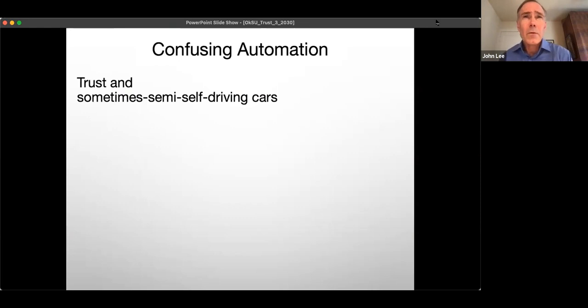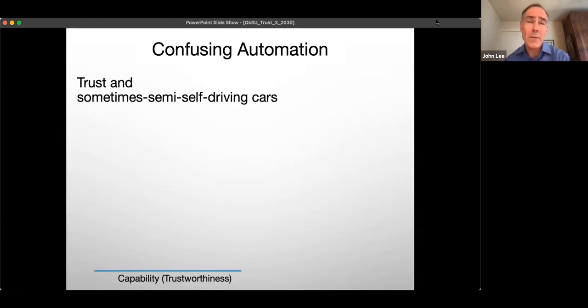So to start, one of the pervasive challenges these days is confusing automation. And we talk about trust as a way of understanding or coming to relate to automation that you can't completely understand. And so you have to rely on the automation in the context of risk and uncertainty. And this, I think, is particularly true of how we relate to what I've labeled here as sometimes semi-self-driving vehicles. These are the SAE level 2 or 3 or maybe 2.5 or 2.75 vehicles.